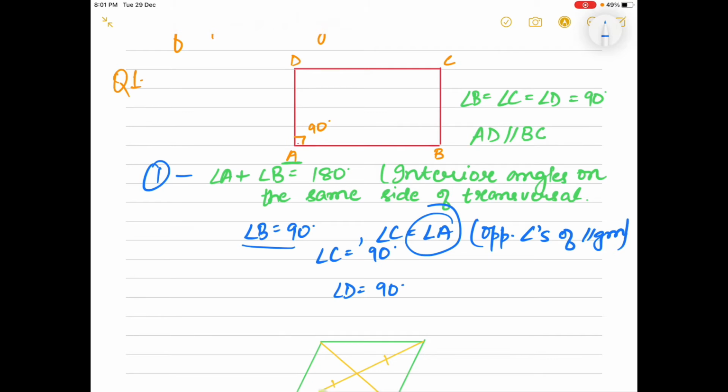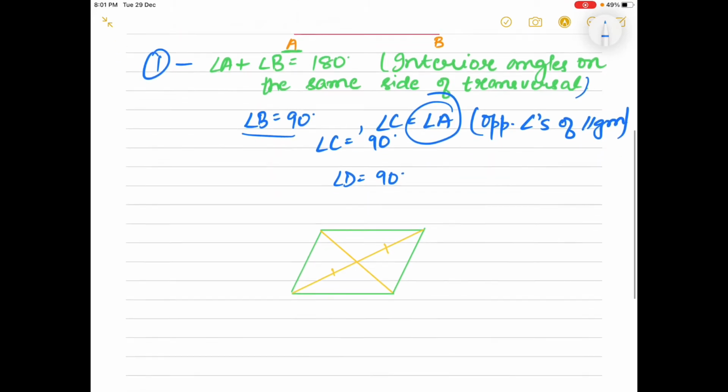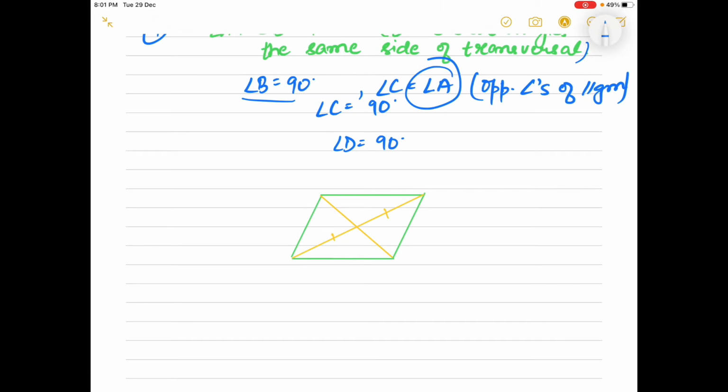So this is a very basic question, but you can see this type of question in your exams. So you have to practice all the questions based on the properties of a parallelogram given in your textbook. So let's jump to our second question.